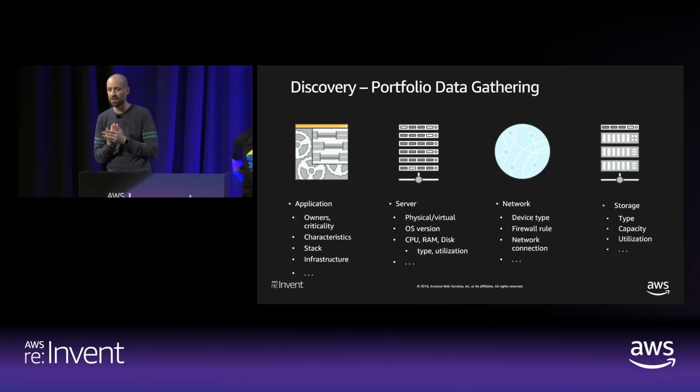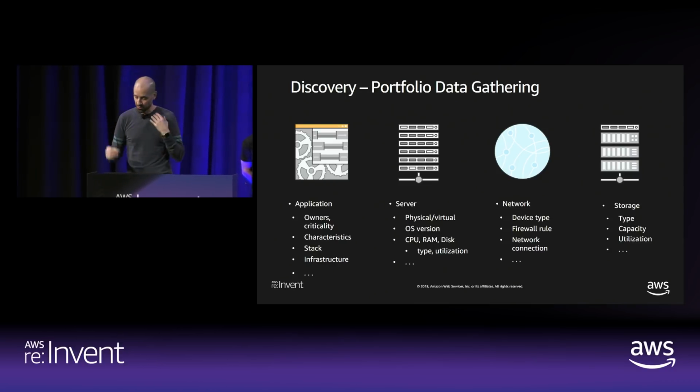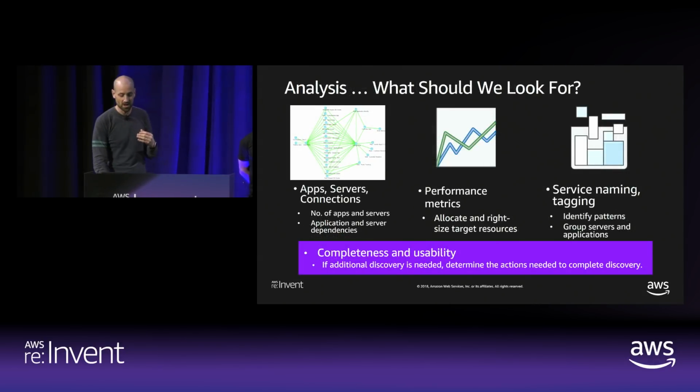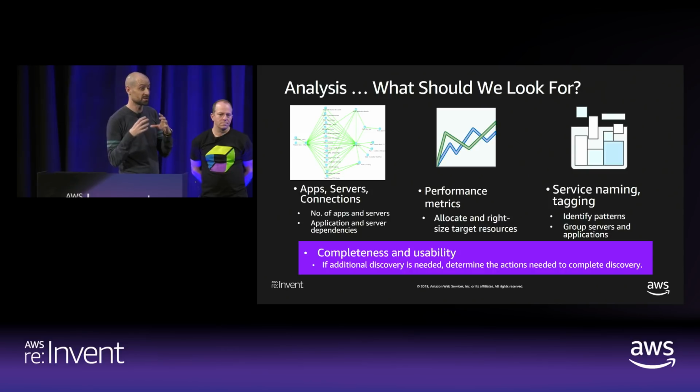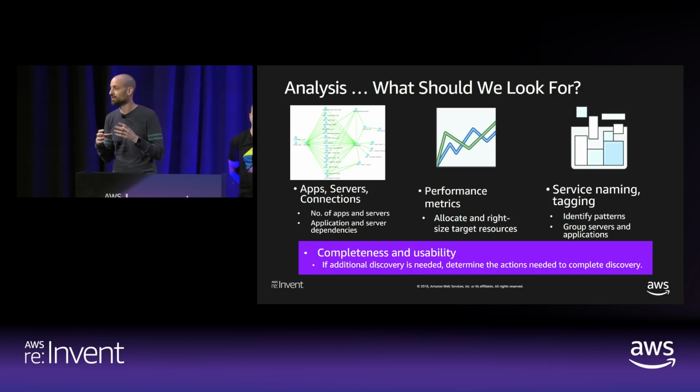You might want to start thinking about right sizing, things like that. That's the traditional way of thinking about portfolio data discovery. At the same time, you still need to think about the application connections. When you think about an application, specifically a monolith, you want to know all the pieces that are involved, right? So dependencies are super important, and you still want to start to think about the actual performance metrics, right?